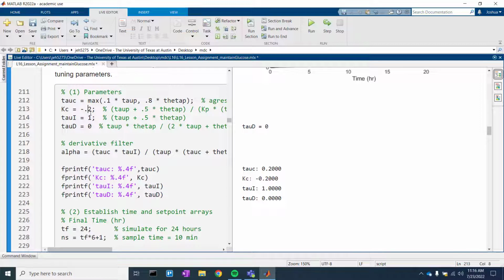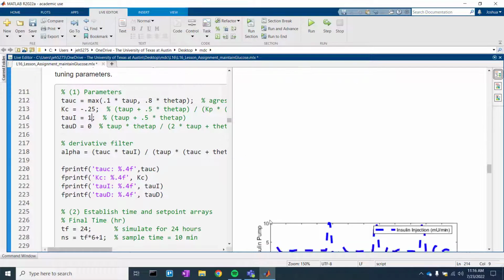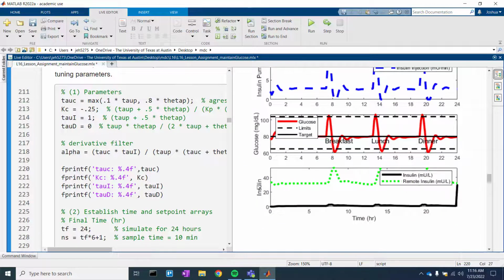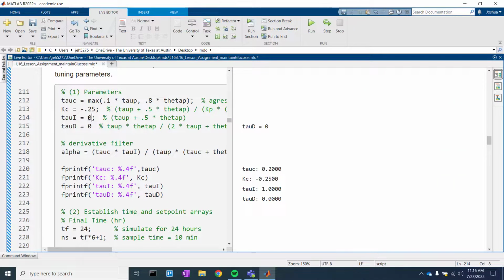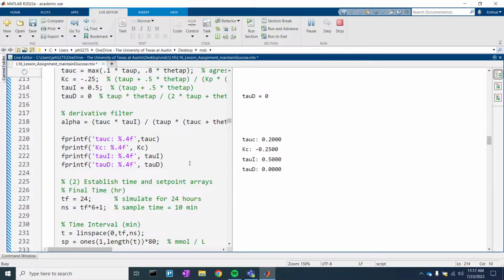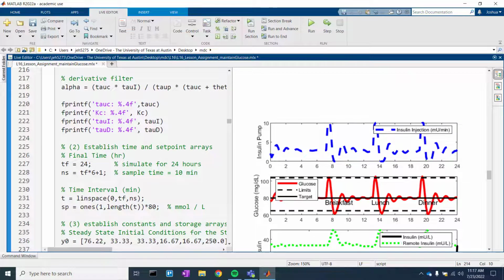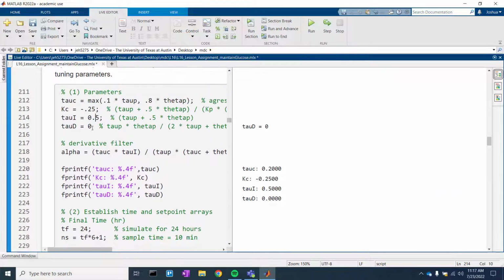Kc is equal to 0.2. Let's say that's negative 0.25. tau I is equal to 1. Remember, as our tau I becomes lower, its effect is felt more because it's on the denominator. Now we have a change. Slight spike. Let's maybe set that equal to 0.5. Run the section. We have more oscillation, but we don't see a greater degree of change.